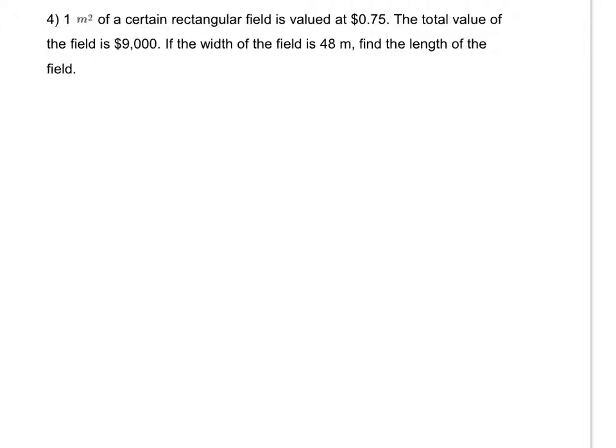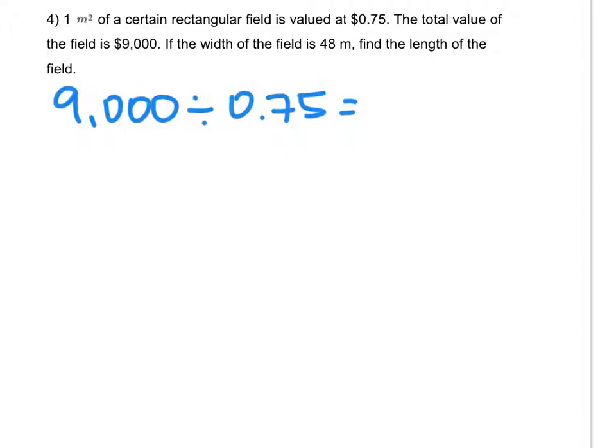So you have loads of 75 cents, enough of them to make up 9,000. So you want to know how many of them you have. So what you do is, start off 9,000 divided by 0.75. Do it in your calculator. So that means that what we have is 12,000 meters squared.